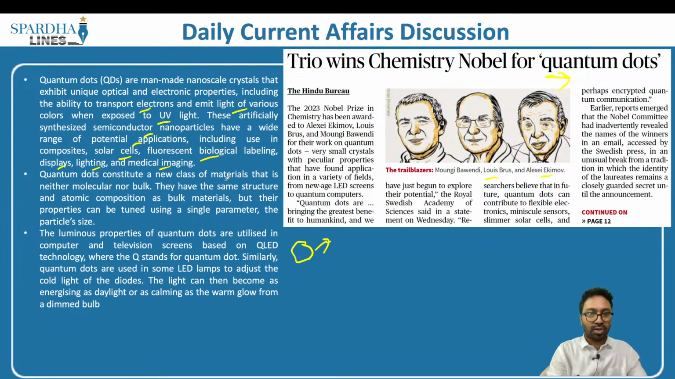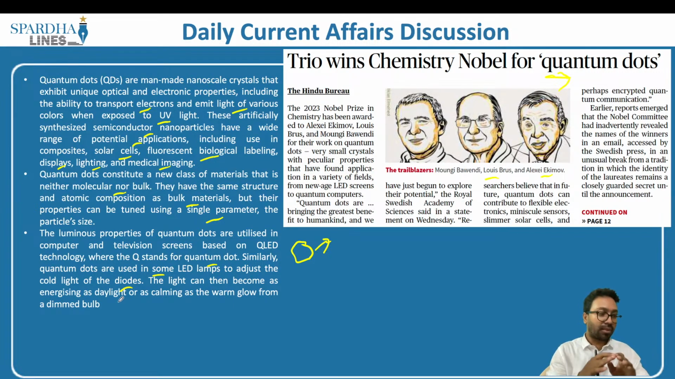Quantum dots constitute a new class of materials that is neither molecular nor bulk. They have the same structure and atomic composition as bulk materials, but their properties can be tuned using a single parameter, the particle size. The luminous properties of quantum dots are utilized in computer and television screens based on QLED technology, where Q stands for quantum dot. Similarly, quantum dots are used in some LED lamps to adjust the cold light of the diodes.